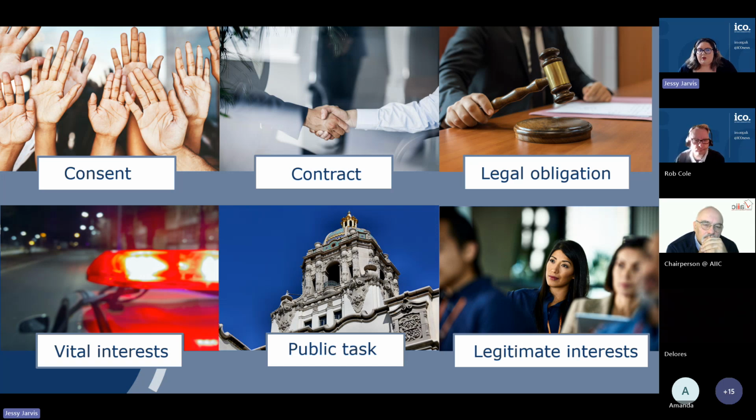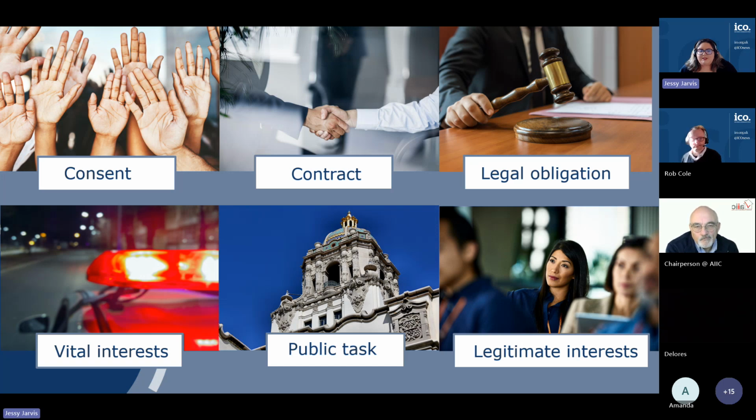So the next one we've got is contract, and that's where you have a contract in place with someone and you need to process personal data about them to be able to fulfill that contract. So I keep bringing it up, but again, the most obvious example would be if you have a contract in place with a landlord who is a sole trader, the contract would be the lawful basis that you need for any personal details that you process about them.